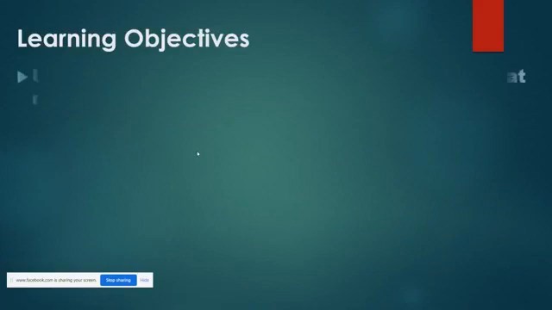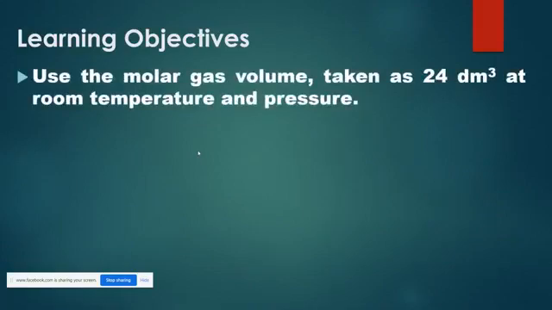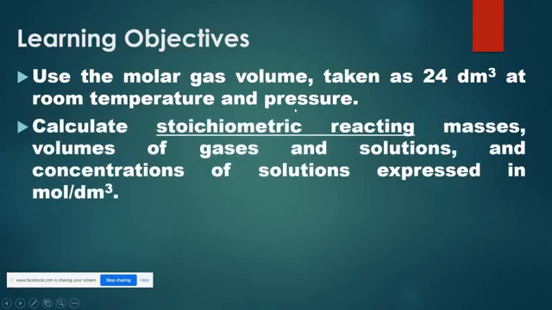These are our learning objectives today. Use the molar gas volume taken as 24 cubic decimeters at room temperature and pressure, or RTP, and calculate stoichiometric reacting masses, volumes of gases and solutions, and concentrations of solutions expressed in mole per cubic decimeter.